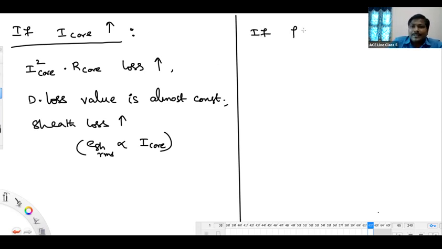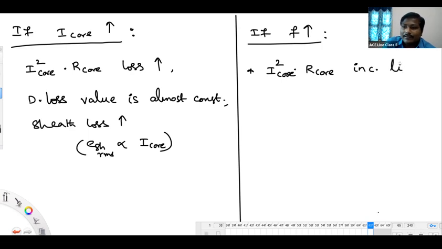Okay, next one. If the frequency of operation increases, what will happen? Tell me. I square R loss increases because of the increment in the skin effect and the proximity effect. So I can write now: I core square into R core increases a little because of skin and proximity effects.